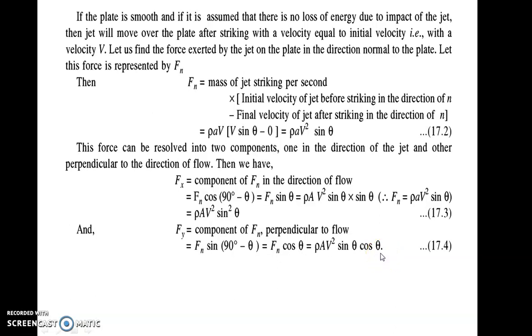So you have to remember the three formulae. Fn is equal to rho a v square sin theta, Fx is equal to rho a v square sin square theta, and Fy is equal to rho a v square sin theta cos theta, for an inclined flat stationary plate. But here you have to take care of the angle theta.